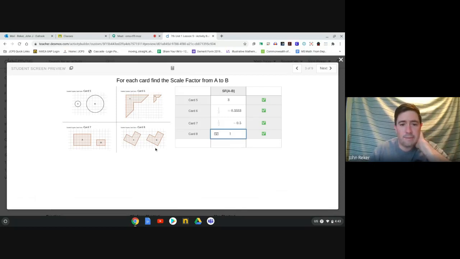You take the length of one side of the copy over the length of one side of your original. And you always make a fraction or a ratio, and then you can figure it out from there.